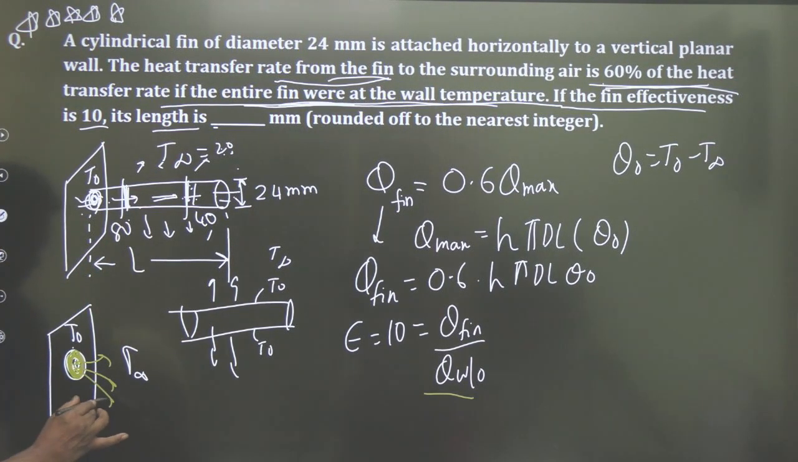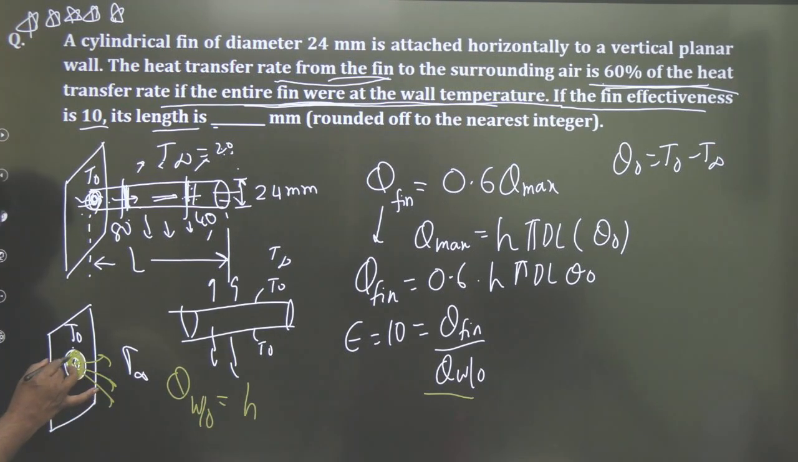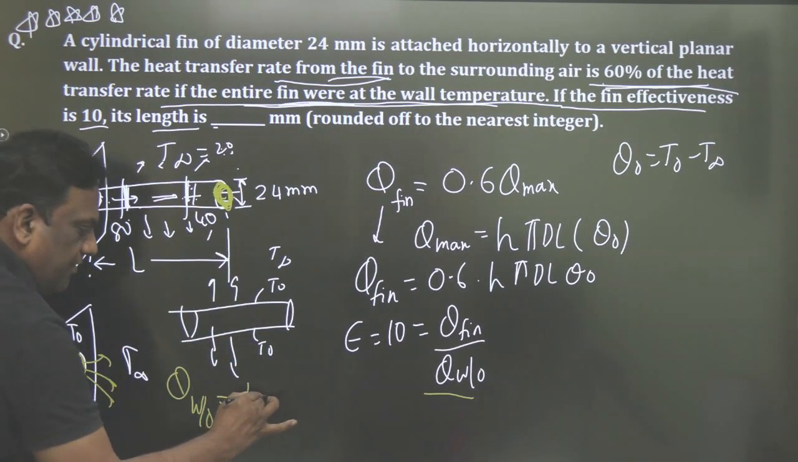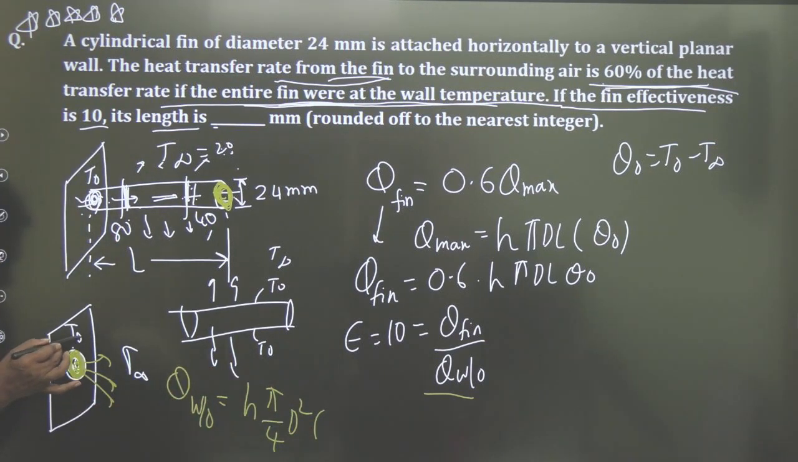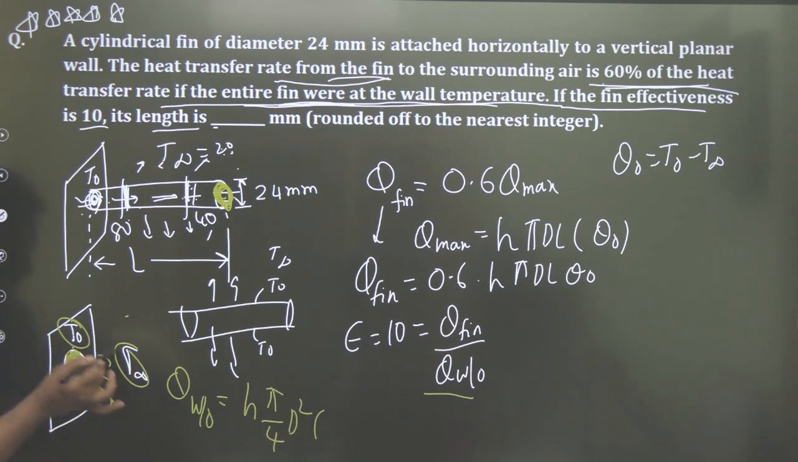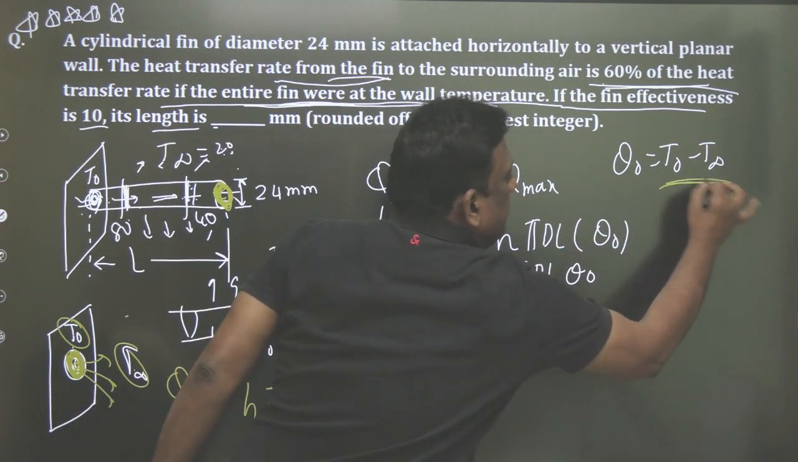What is the heat transfer without fin? It is hA delta T. What is this area? This area is the cross-sectional area, so I will write this as pi by 4 d square h delta T. What is delta T? Look, sirs, this minus this: T0 minus T ambient. And I have taken T0 minus T ambient as theta naught.